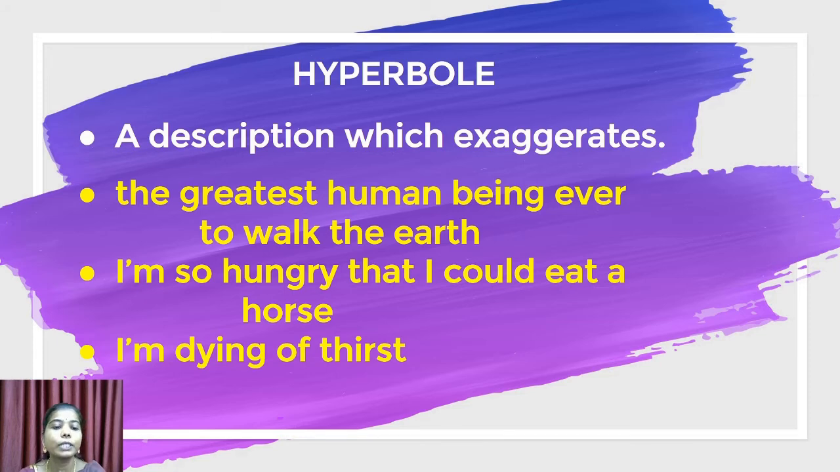And the same thing goes with the next example. I am dying of thirst. So this person is dying of being thirsty. So this thirst is leading to his death. So it's also an impossible thing, and here it's exaggerated. "I am dying of thirst" is an exaggeration of something.